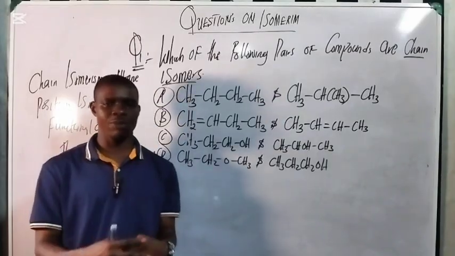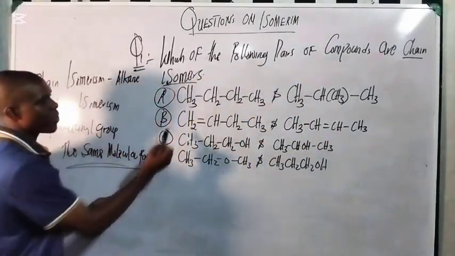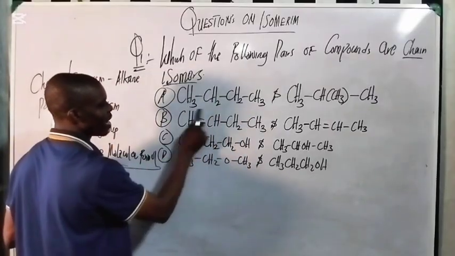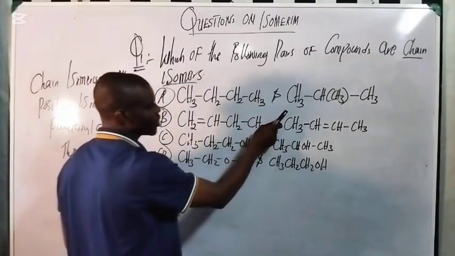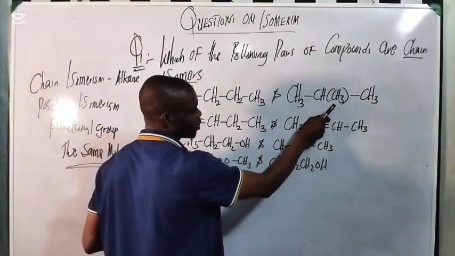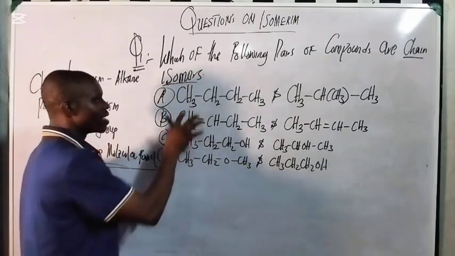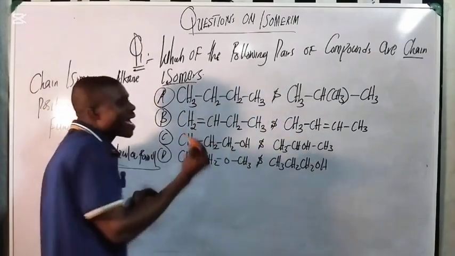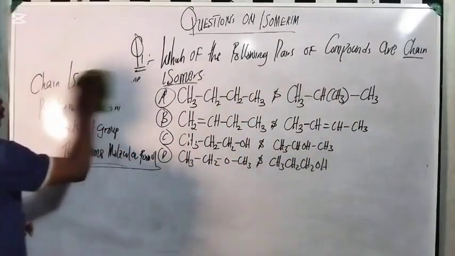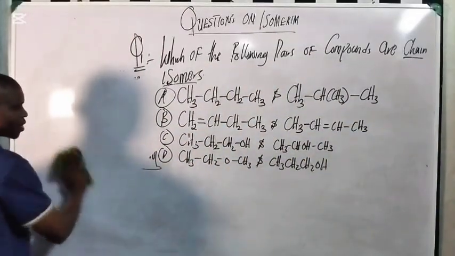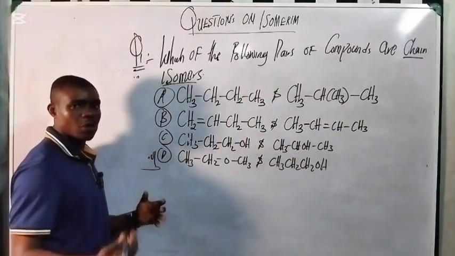The same molecular formula, but a different structure. So let's look at this. Here we have CH3, CH2, CH2, CH3, and CH3, CH, CH3, and CH3. The first thing to ask yourself is, do these two have the same molecular formula? And the answer is yes. How do you know if they have the same molecular formula?